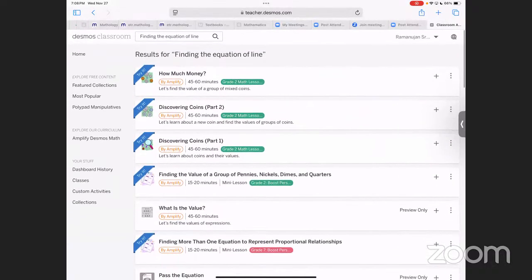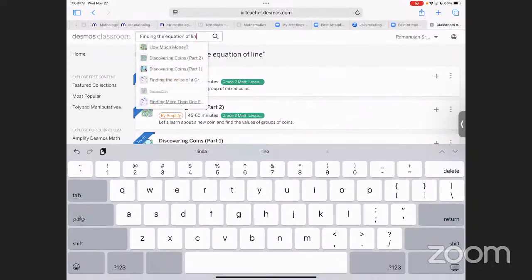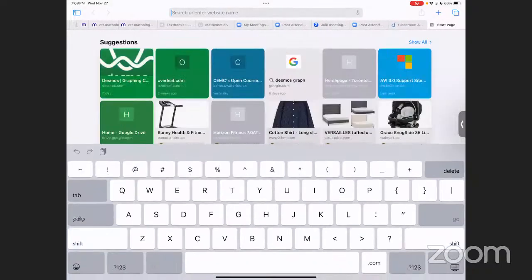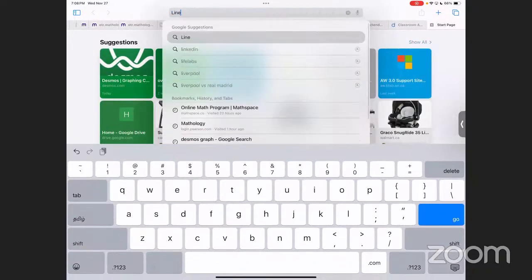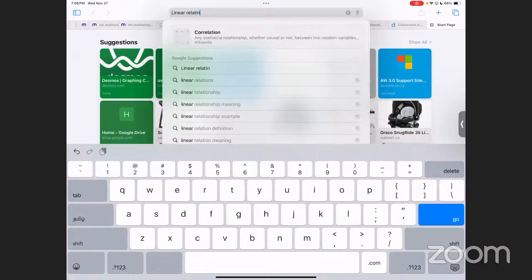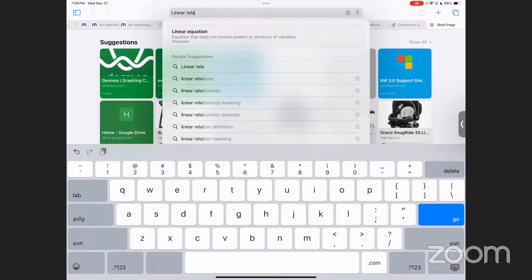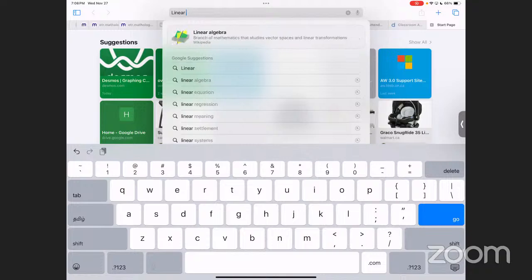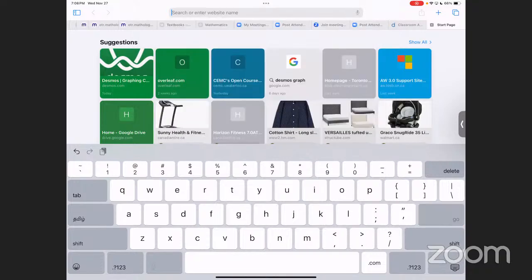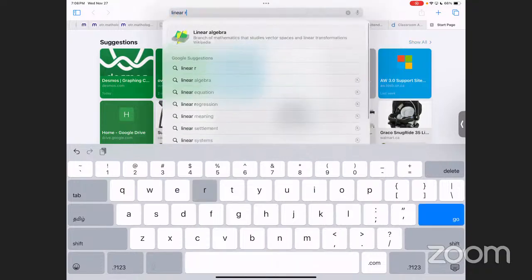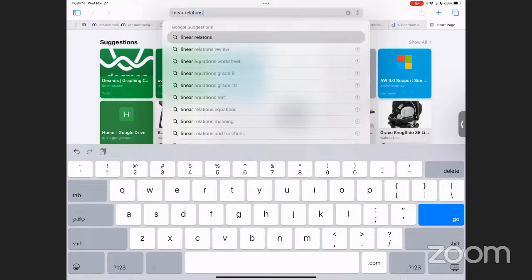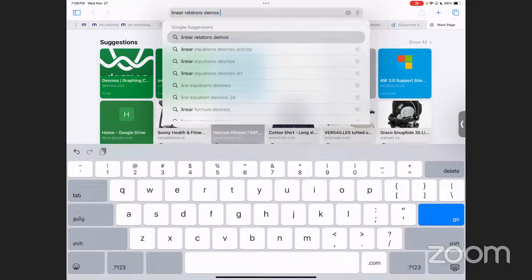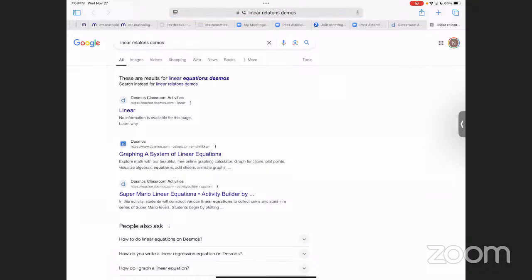One second. Oh, yes. That's some cool activity. Not system of linear.